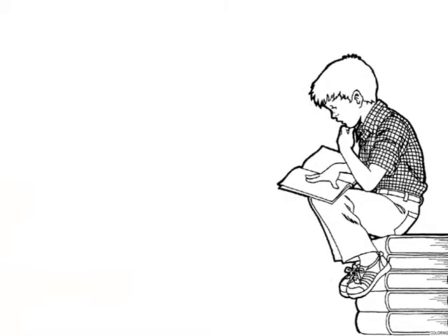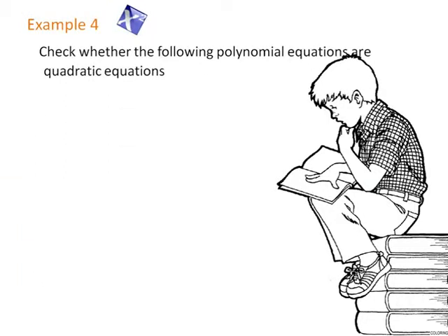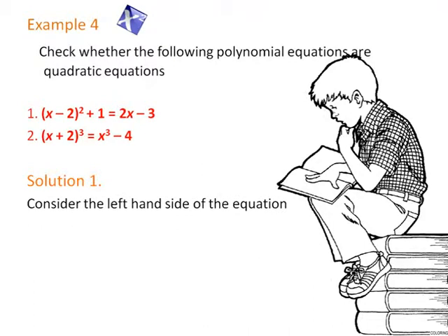Let us look at one more example before we move further. I want you to check whether the following polynomial equations are quadratic in nature. I hope you're writing with me. Let us take the first problem. x minus 2 whole square plus 1 is equal to 2x minus 3.